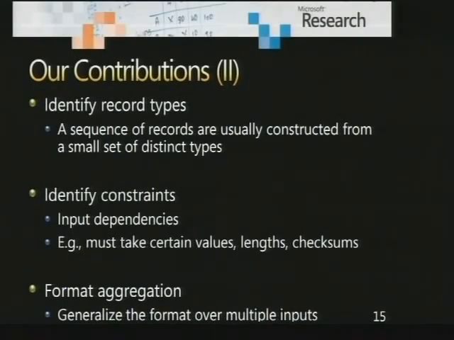The last thing is format aggregation. Dynamic analysis has a generic inherent limitation: you only see the execution path you analyze. You have a limited view into the program. The result is that if you only look at one input instance, you get an incomplete format. We try to mitigate this problem by generalizing the format over multiple inputs in Tupni.